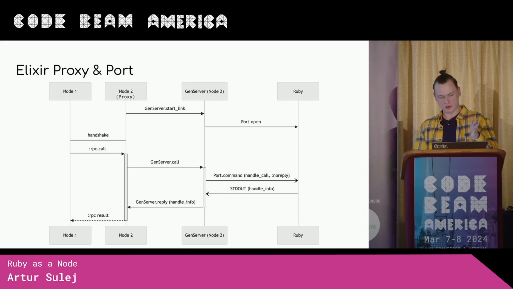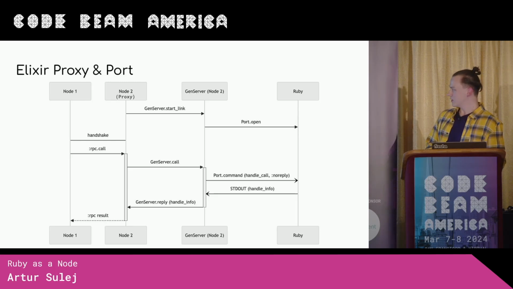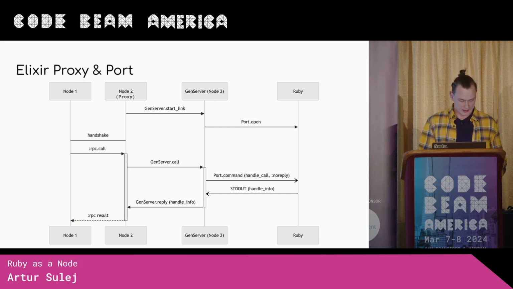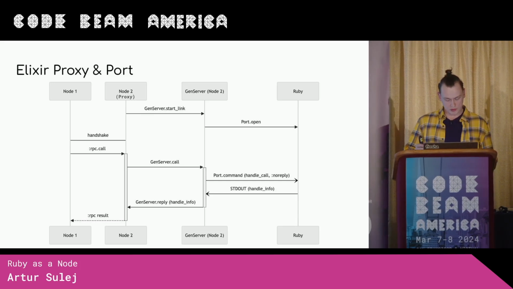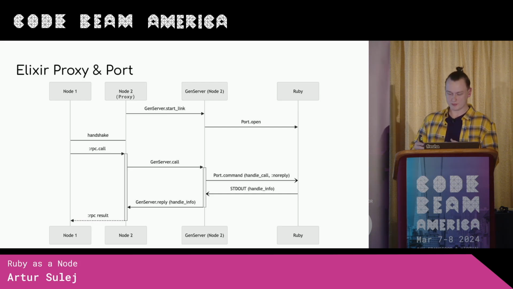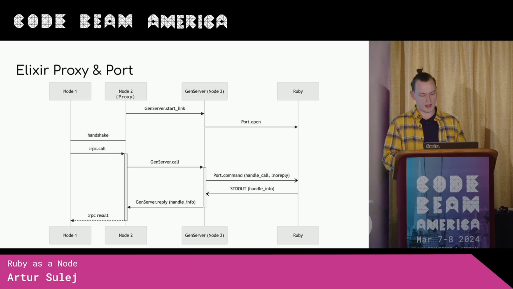Node 1 will send the RPC call to the other node, and when it handles it, it will call GenServer.call, which will result in handle_call, of course, and handle_call will use Port.command. Port.command will send the message to the Ruby app, and Ruby will generate the result and put it into standard output.